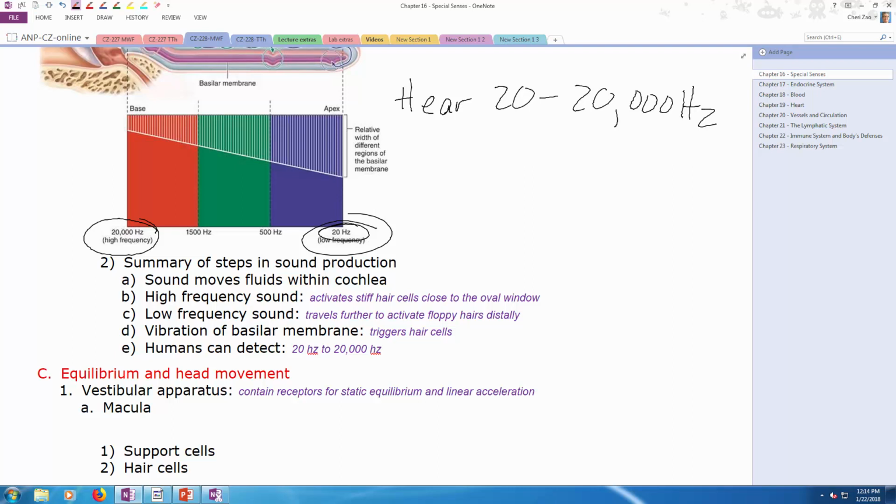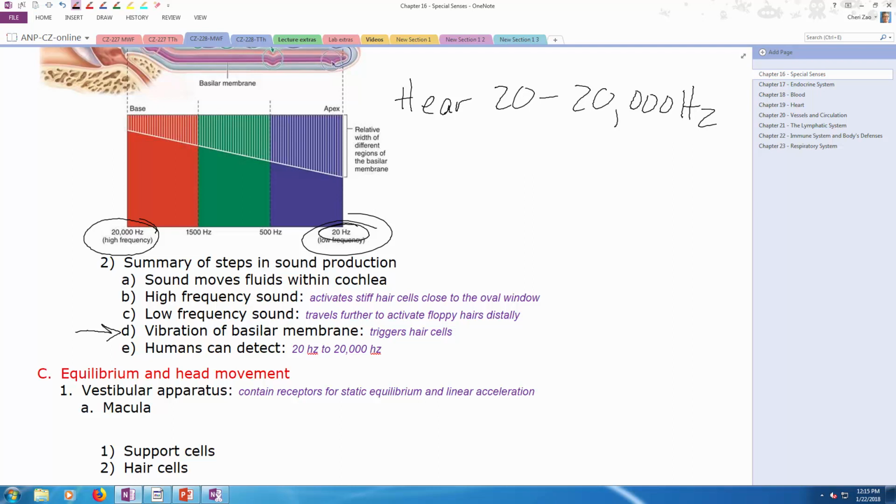Our notes talk about summary of steps in sound production. Well, remember it's a waveform. We're moving the tympanic membrane. We're moving the ossicles of the bridge. We're moving the oval window. We're moving the perilymph in the scala vestibuli, and we're going to have a pass-through in the cochlear duct and then have a bounce up of the basilar membrane to trigger our hair cells to actually then transduce that physical event into an electrical event.